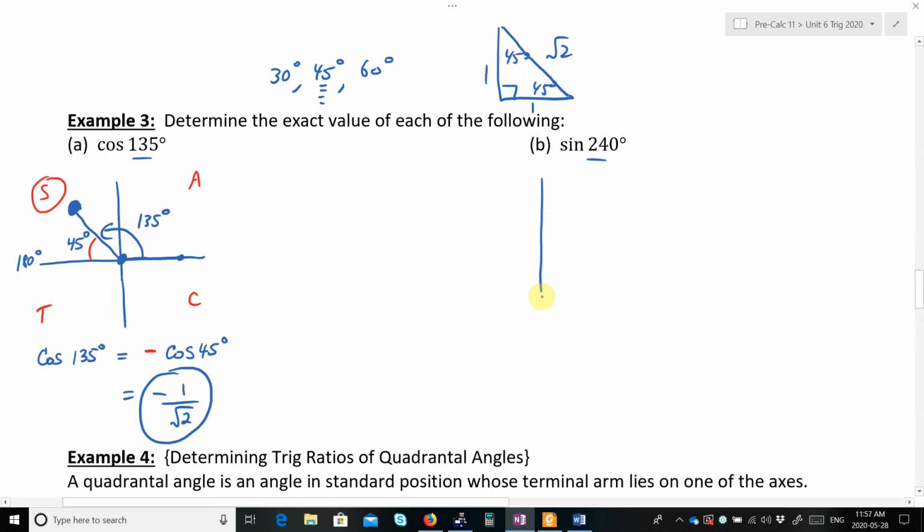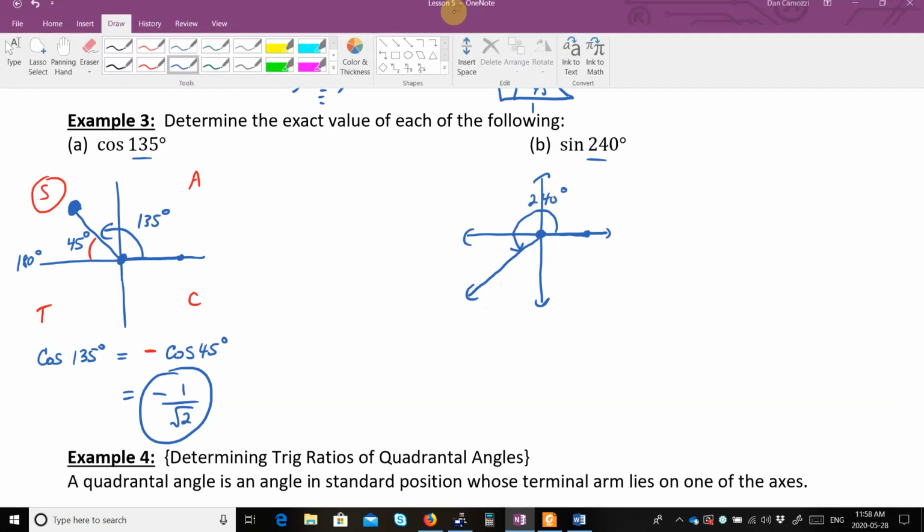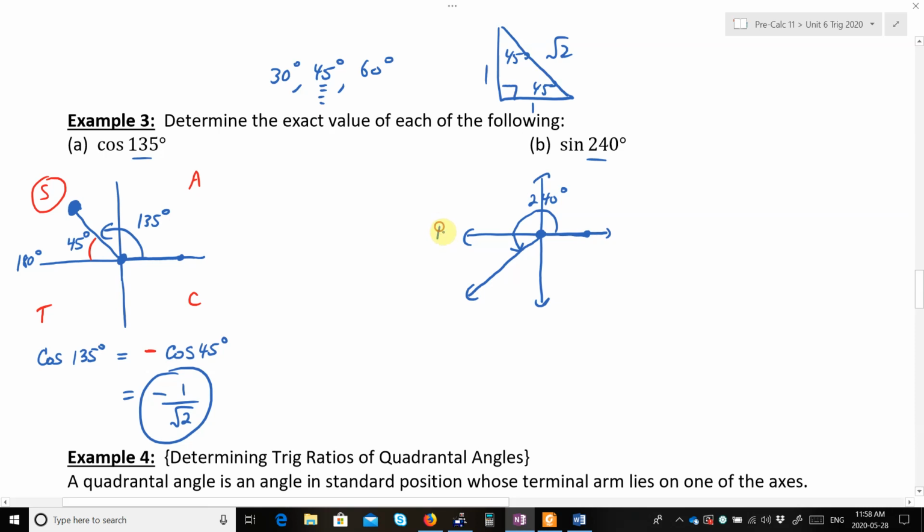Okay, how about sine of 240 degrees? So we have to come up with the reference angle. There's 90, 180, it's 270 to the next line, so 240 is like so. And we know to here is 180, so to get the reference angle, I have to go 240 take away 180, which is 60 degrees. So the reference angle is 60.